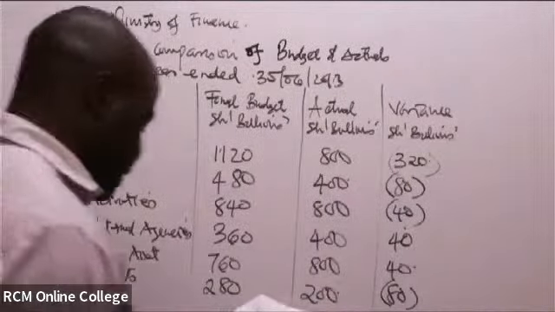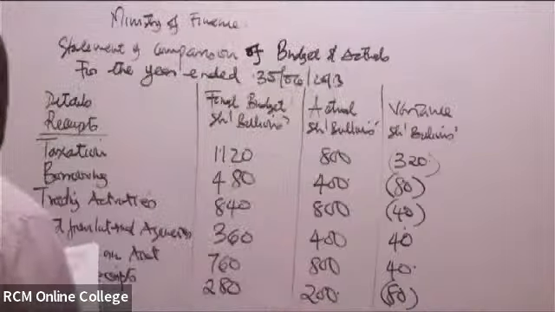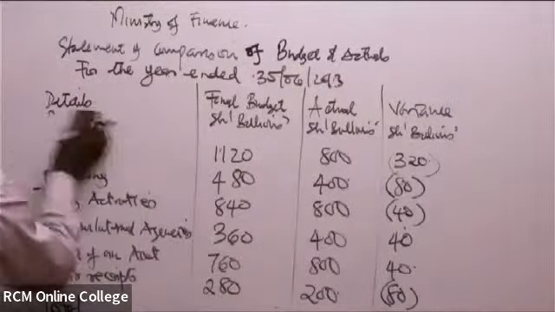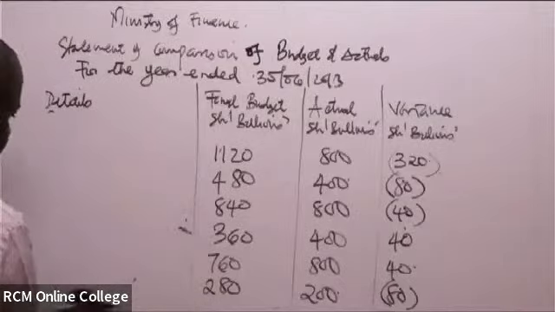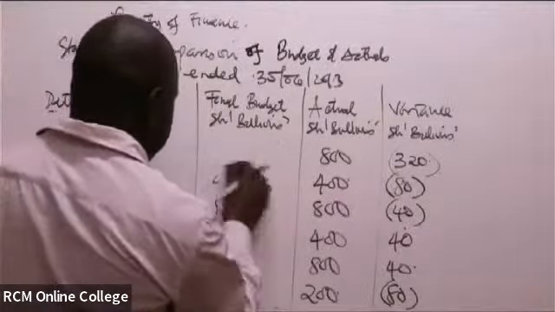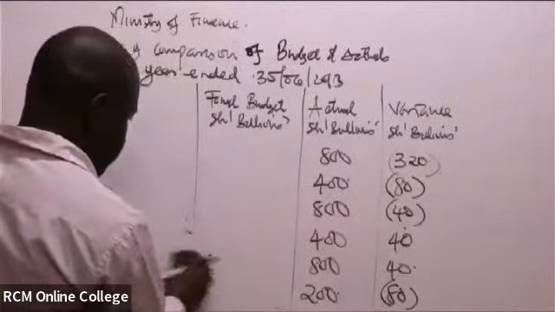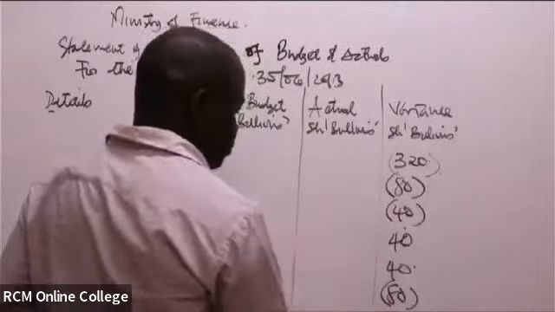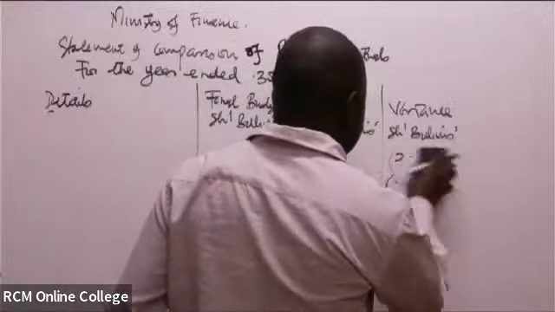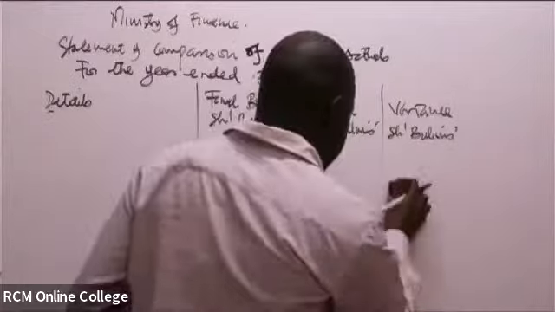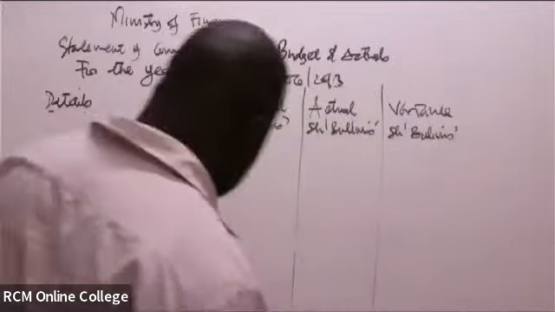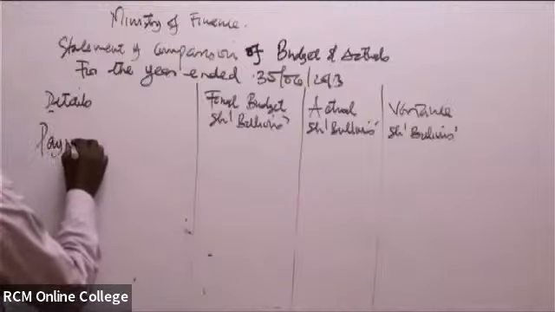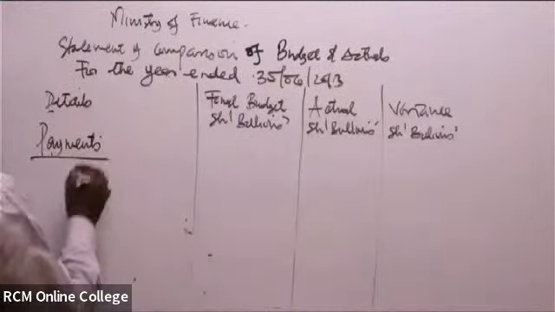So we can now look at the payments. You just continue the same table. Don't draw another table. Continue the same table. So now we are going to payments.